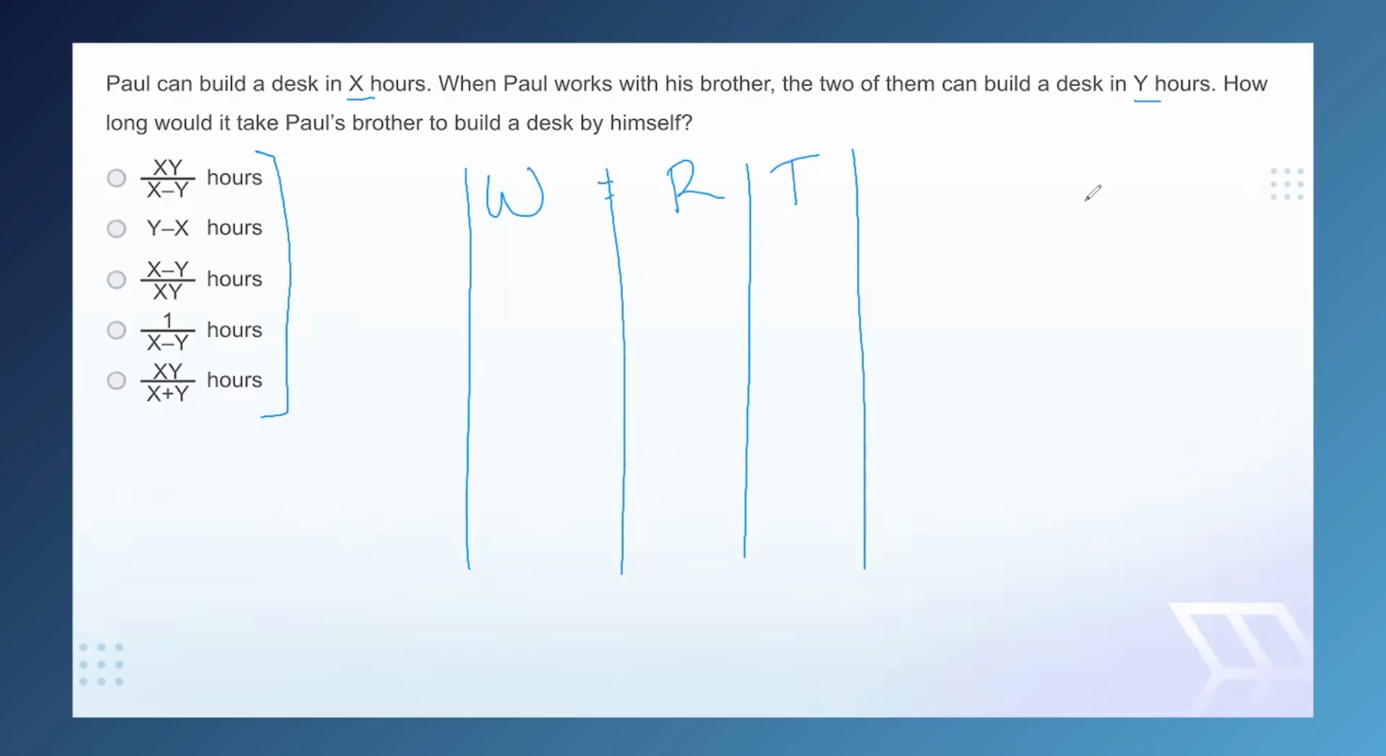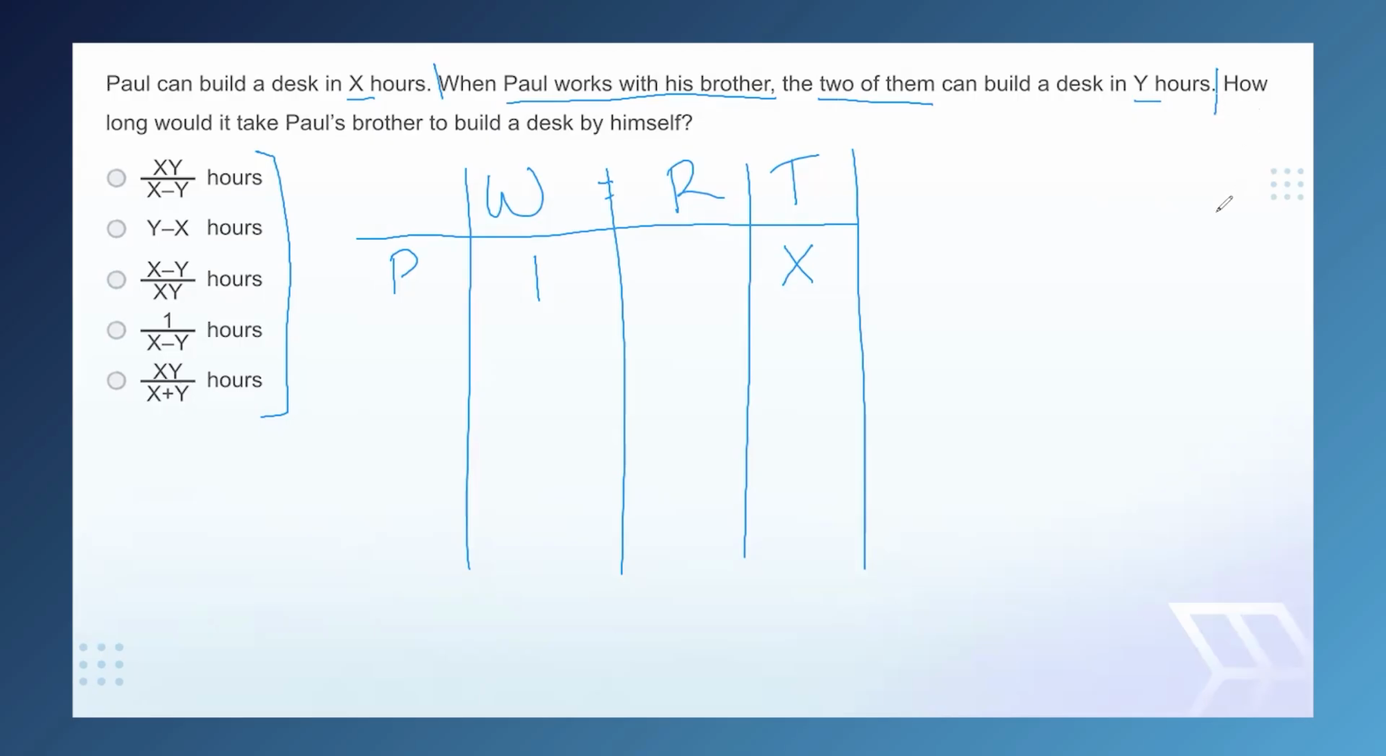Okay, let's break down our question stem just like last time. Paul can build a desk in X hours. All right, we're going to start our first row for P for Paul. Once again, our work is 1, but instead of 1 pool, it is 1 desk. But now our time is X hours, so filling in our variable instead of a number. Next sentence: when Paul works with his brother, the 2 of them can build a desk in Y hours.